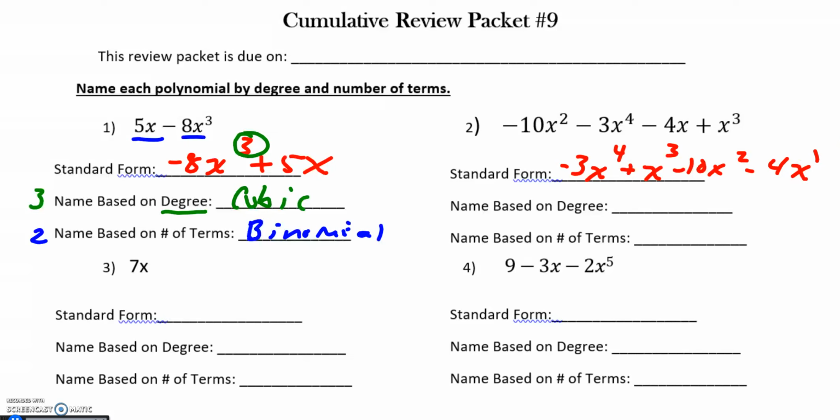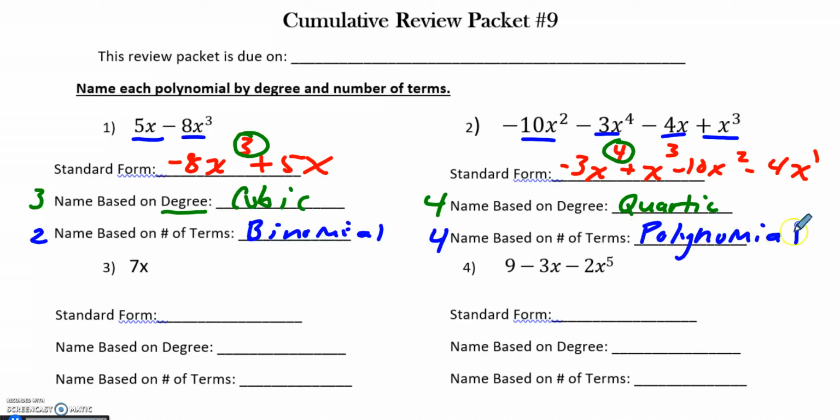The highest degree that I see in this example is a 4, and a polynomial with degree 4 is called a quartic polynomial. 4 and core rhyme, that's how I remember it. The number of terms that I see: 1, 2, 3, 4 terms separated by plus or minus signs. So because there are 4 terms, anything with 4 or more terms is just called a polynomial. So number 2 is called a quartic polynomial.